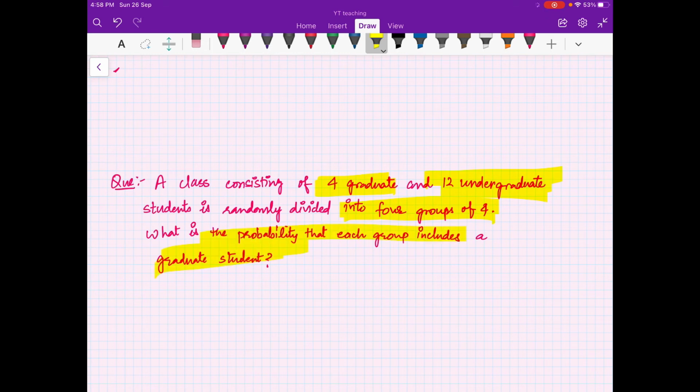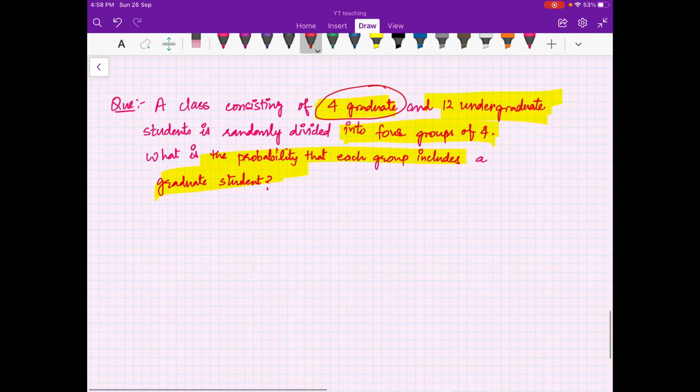Right? Because you want a uniform distribution, we want a graduate student to be there in each group. It's not that we want one group to have 4 graduate students and the other 3 don't have any graduate student, or something like this, that 2 graduate students are in one group. No, we want 1 graduate student in each group, right? So how can you do it? Just try making the tree.